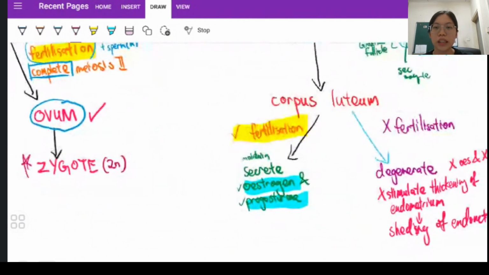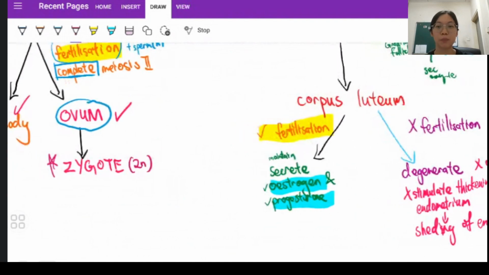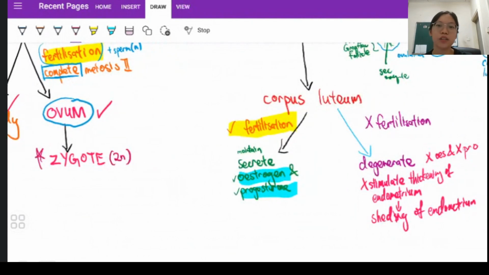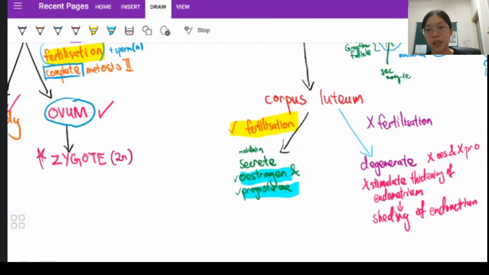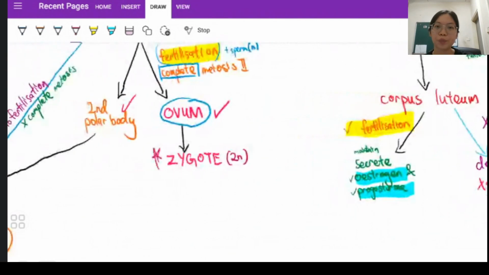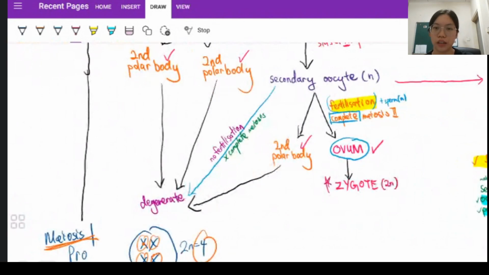When fertilization does not occur, the corpus luteum will just degenerate. When the corpus luteum dies, it will not secrete estrogen and progesterone anymore. No more estrogen, no more progesterone. Nothing to stimulate thickening of the endometrium. The endometrium, of course, will shed. So, basically, this is what occurs.